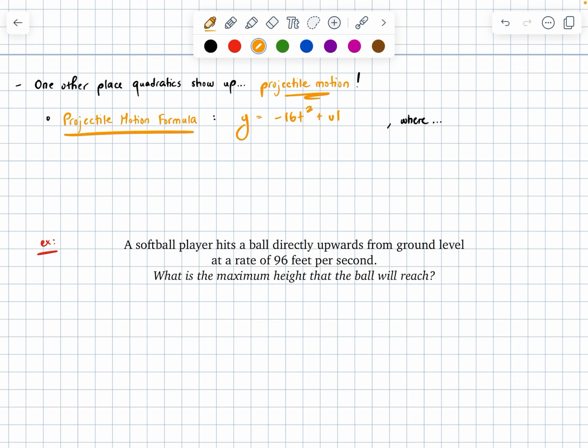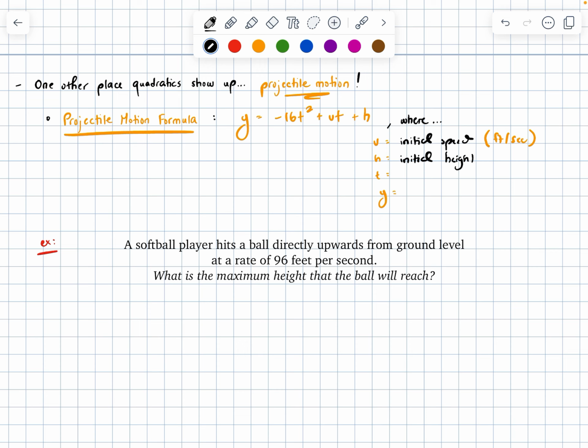We say that y is equal to negative 16 t squared plus vt plus h. And each of these variables here, v, h, t, and y, stand in for something in the context of this problem. V stands for velocity, and velocity is just a fancy word for speed. In other words, I want to know, right, how fast was my object launched? We usually measure this quantity in feet per second, the same way that we might use miles per hour.